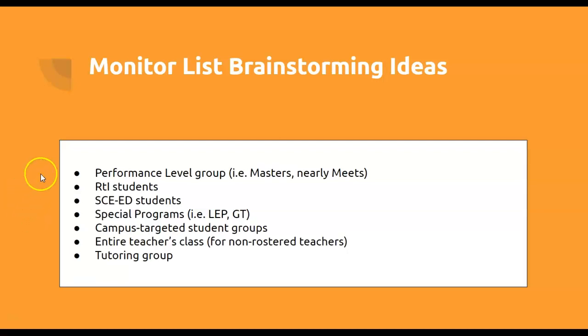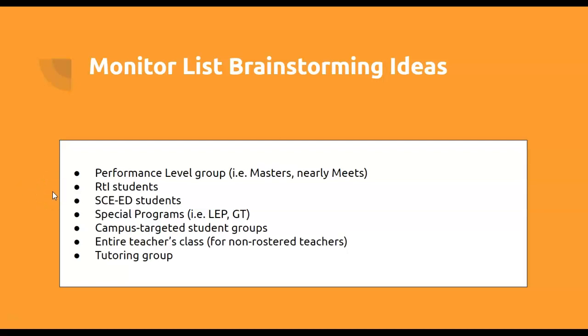So for example, you might be monitoring groups of students based on their performance level. Maybe you want to maintain students who were previously at the Masters level, or maybe you want to work on those students that were barely at the MEETS level or almost at the MEETS level, at that upper Approaches performance level, and maybe you want to give them a bump. Find some way to analyze the data to figure out how you can improve their performance and get them more solidly in the MEETS performance level.